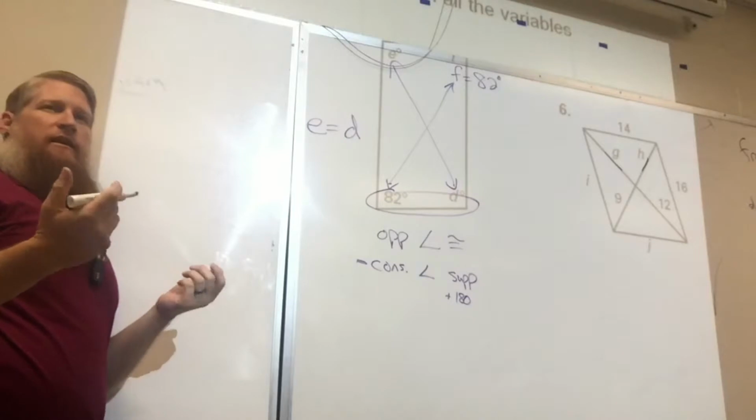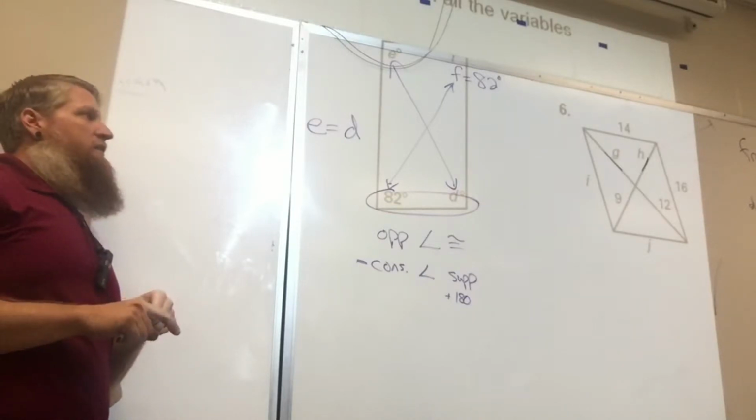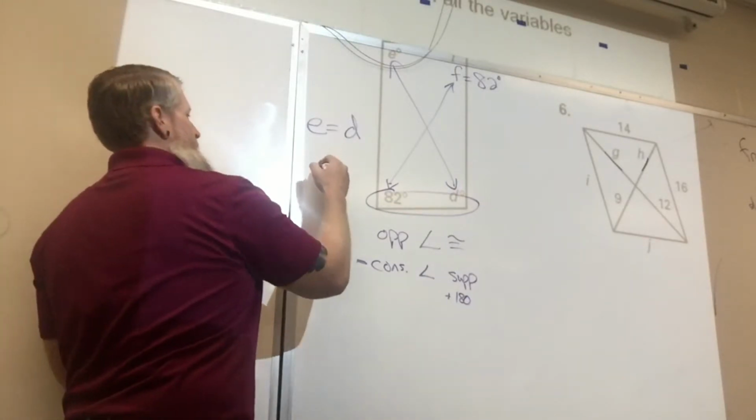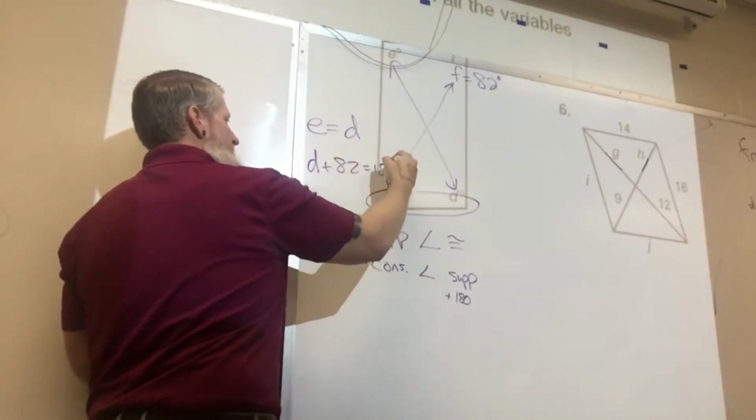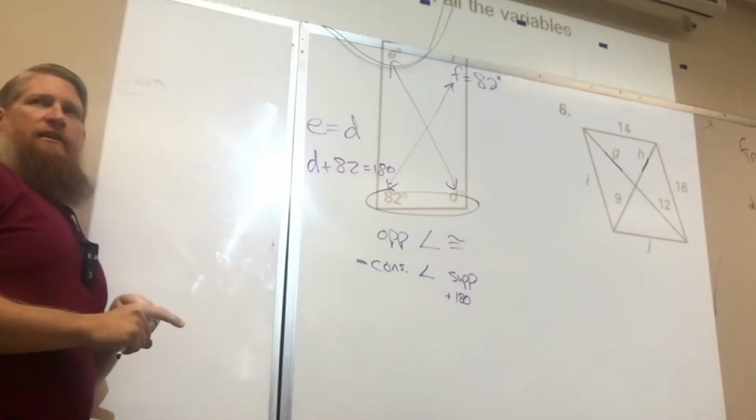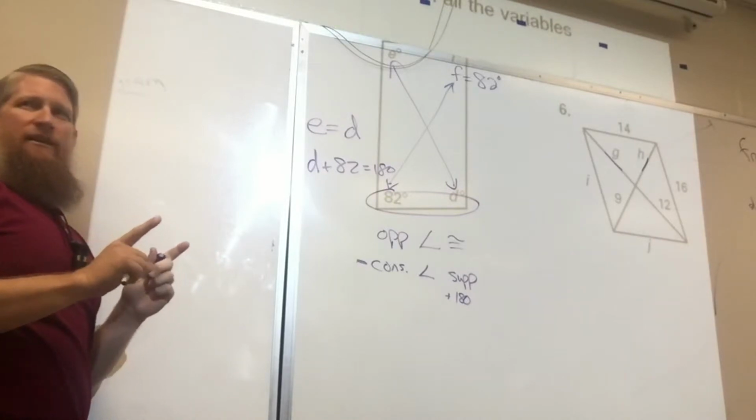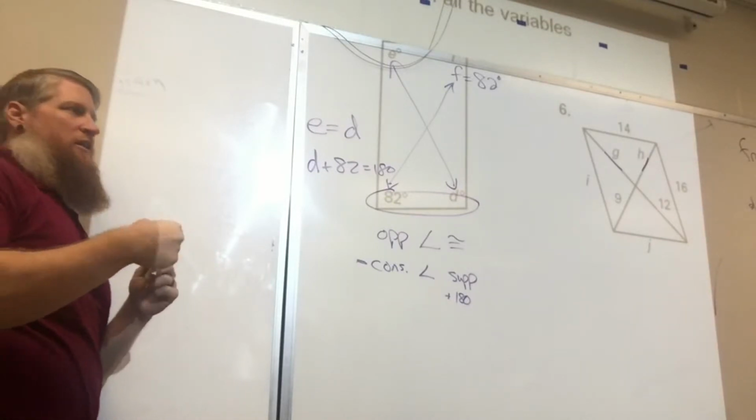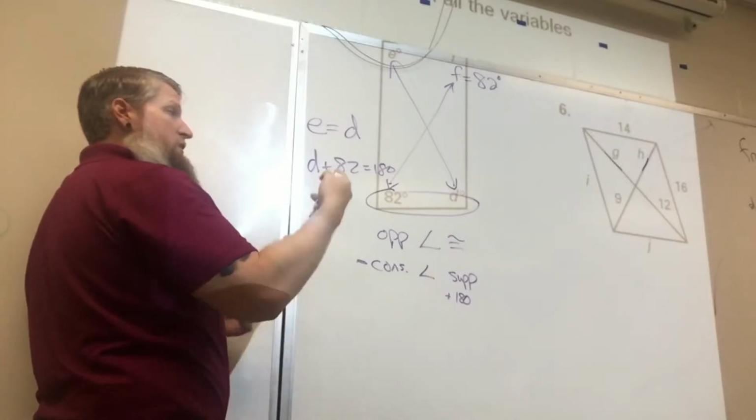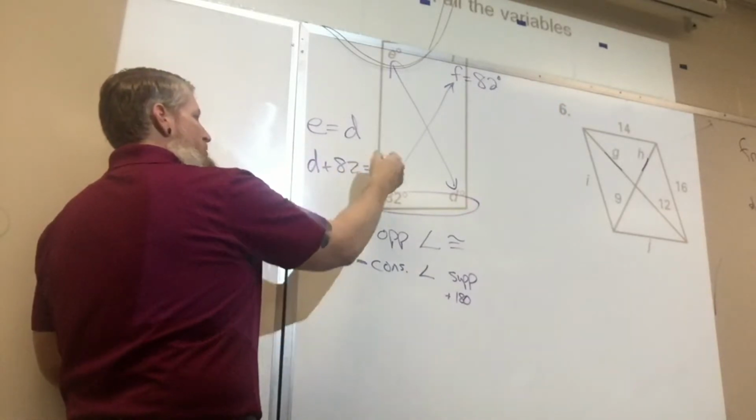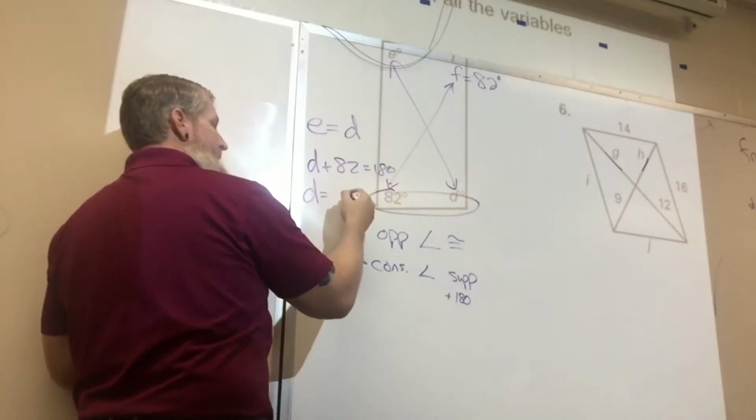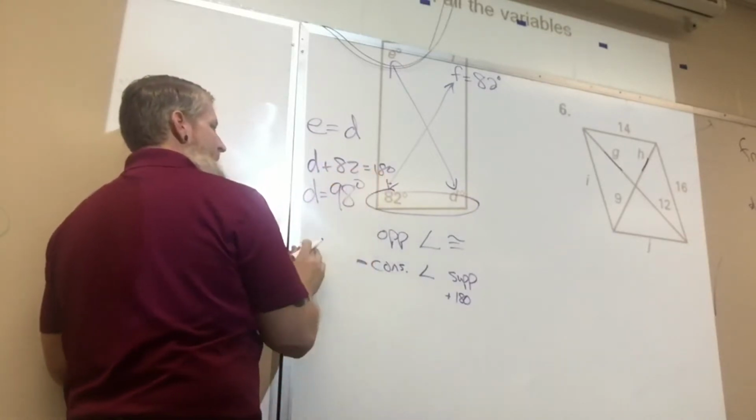So do you want me to write an equation out with E or D? D. So I would say D plus 82 equals 180. That would be the actual work there. You probably didn't have to write that out, but because some of these problems are going to have equations in them with x's and other variables, it's good practice to do that. So if I subtract 82 from that, I should get 98.